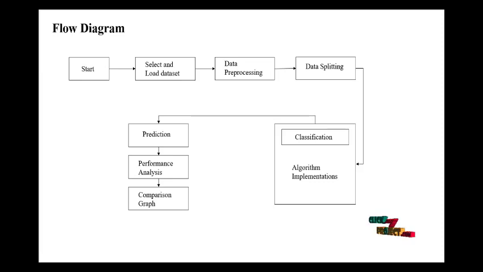Then we can implement the classification algorithms such as random forest, KNN and AdaBoost algorithm to classify or predict fraud or non-fraud in financial statements. Finally, we can estimate performance in terms of accuracy, precision, recall and F1 score. Then we can compare the accuracy of these three algorithms and show it in a bar graph.